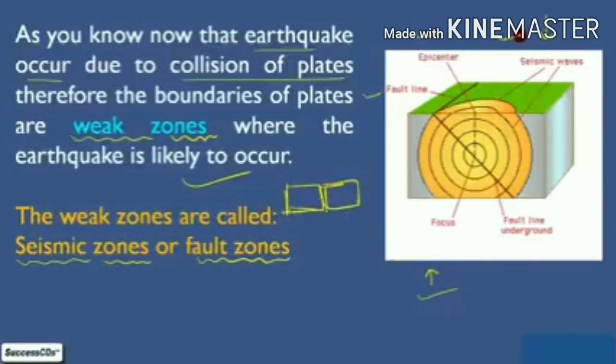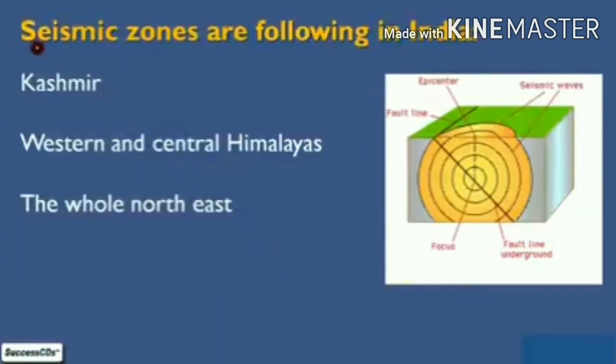So children, I hope you have understood the place or the point where earthquake originates is known as focus. The waves which are produced are known as seismic waves, and the area which is more affected by these waves is known as epicenter. And these areas are known as weak zones, seismic zones or fault zones.